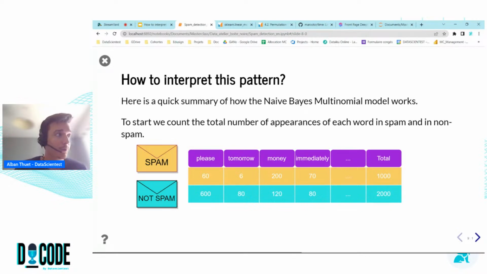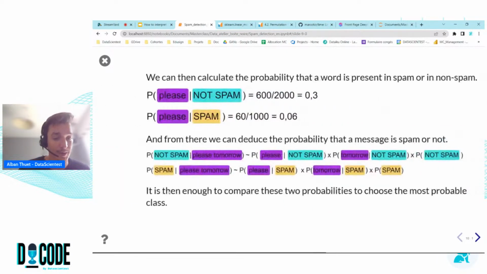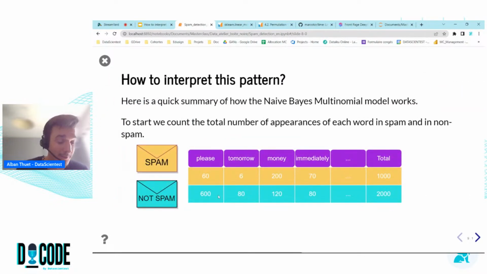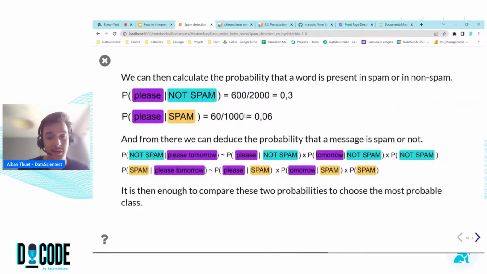So how the naive Bayes model will work, it will try to estimate the probability of an email to contain the word please, knowing that it is a spam, and the probability of an email to contain the word please, knowing that it is not a spam. Those two probabilities can be calculated that way. You just take the number of times the word please appears in the not spam category over the total of emails, and same thing for the spams. Here it's 600 out of 2000, so 0.3, so 30% of the time. And for the spam, it's 6% of the time only. Those two probabilities would be used to see whether this email is a spam or not a spam.